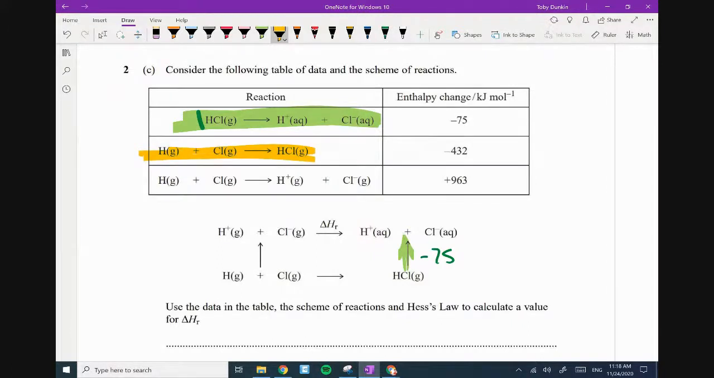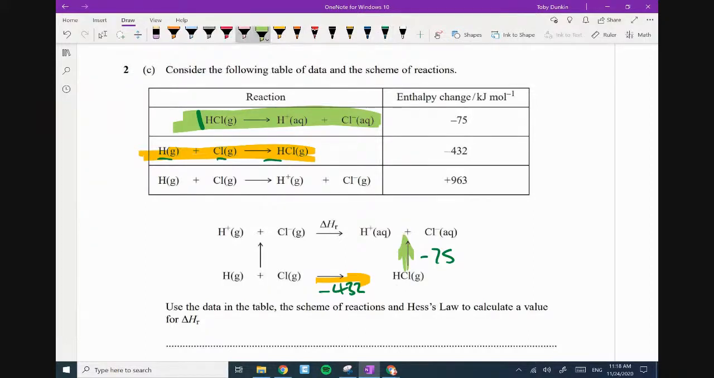Next, where is this bit of data? H atom gas plus Cl atom gas goes to HCl. Where are the atoms? There are the atoms. There's the arrow going to HCl. Apply my number. Green. I've only got 1, 1, and 1, and that's exactly in the equation. So I apply it. Minus 432.